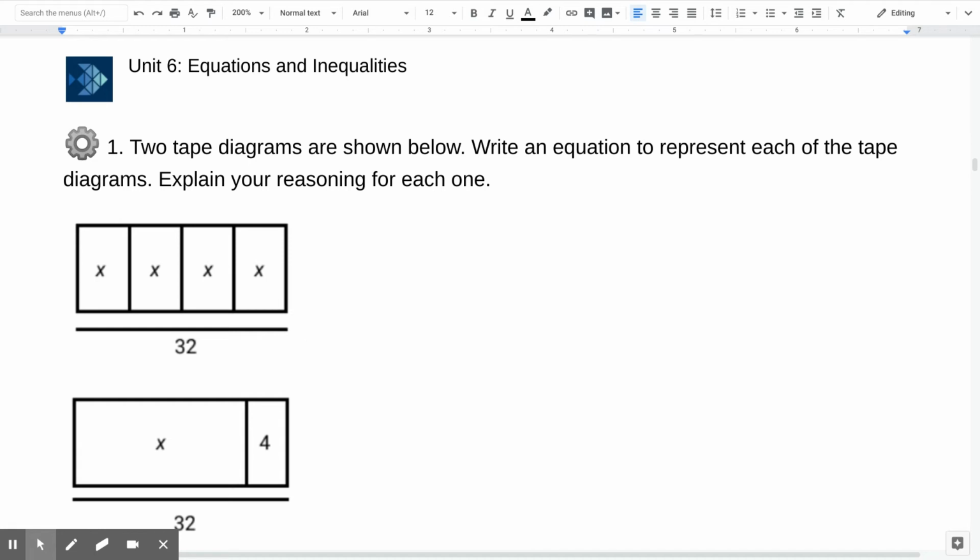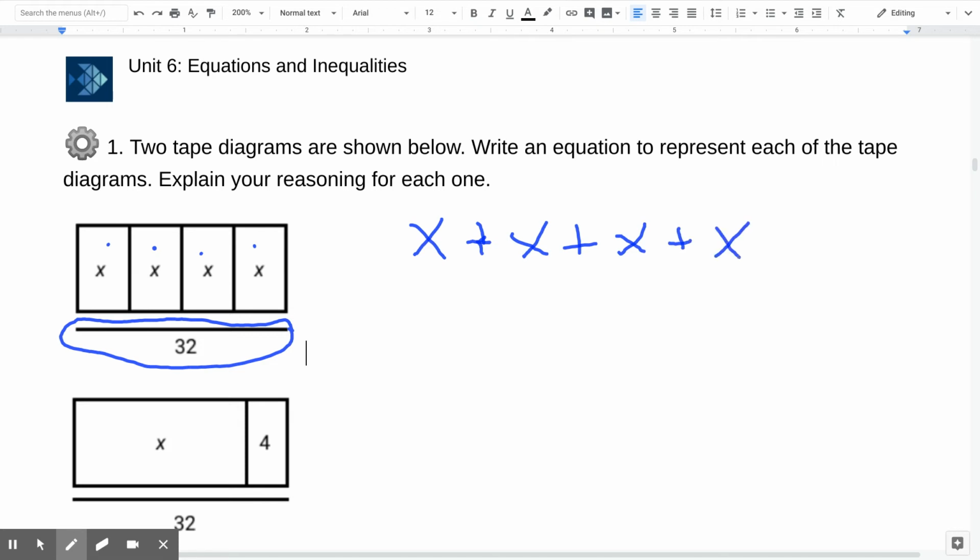Welcome back. So for Problem 1, if we take a look at the first tape diagram, we see that there are 4 different boxes, and those total to be 32. So that tells me that 4 groups of x equals 32. One way to write this might be x plus x plus x plus x equals 32, or more simply, 4x equals 32.